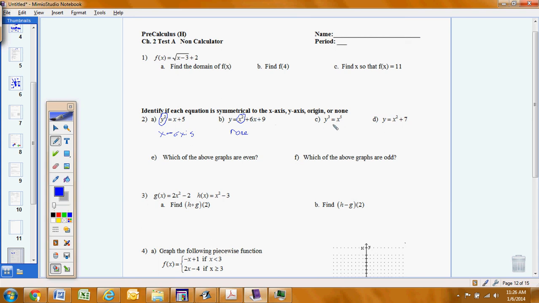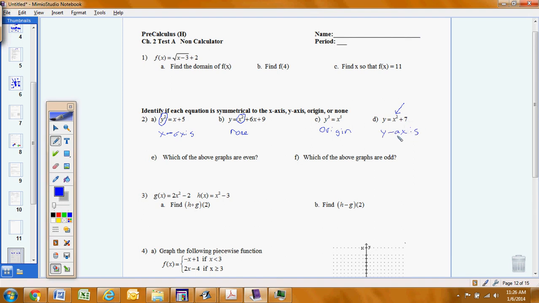This one, if you have y cubed and x to the fifth, we talked about that: if you plug negative x in and negative y in and end up with the complete opposite of what you started with, then it's symmetrical to the origin. So this is symmetrical to the origin because if I plug in negative y, it'll end up being negative y cubed, and if I plug in negative x, it'll be negative x to the fifth, and I'll have completely the opposite of what I started with, so it is symmetrical to the origin. Here is one that has an x squared and no other x's, so it's symmetrical to the y-axis.